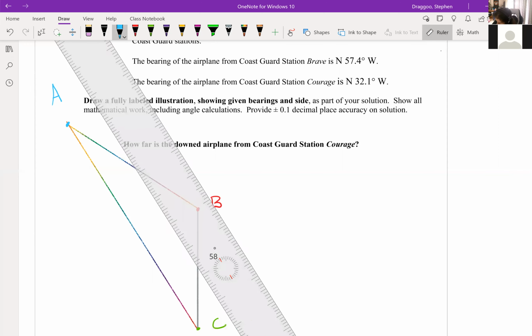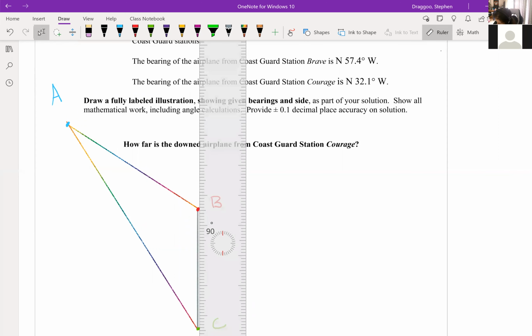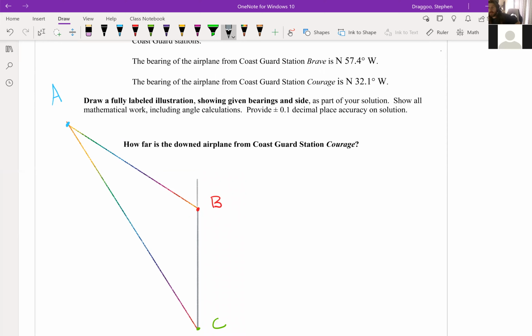All right, and in the end, what did we actually want here? Well, for starters, we wanted that line to continue just a little bit to the north. So we can label our bearings. We want to know how far the downed airplane is from Courage, which means we're hopefully trying to get that distance, B, which is the distance between A and C.